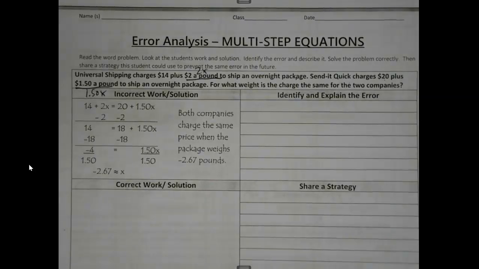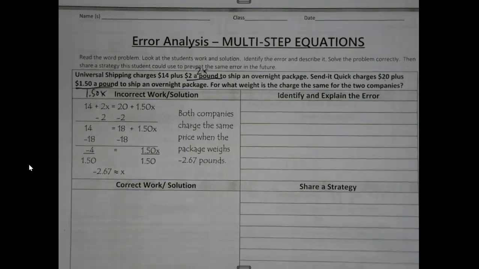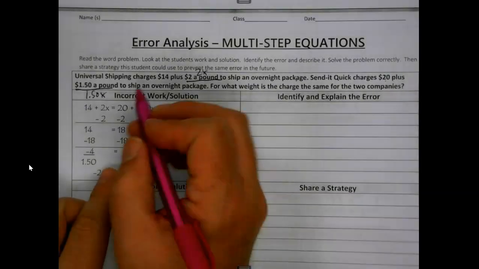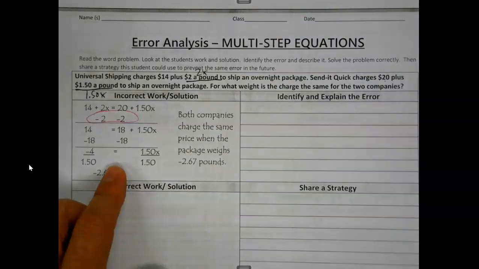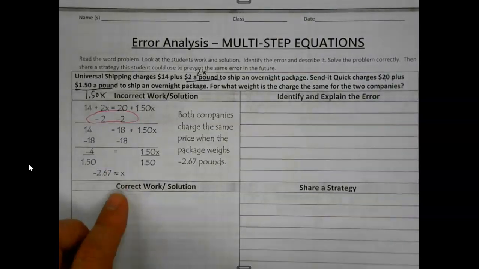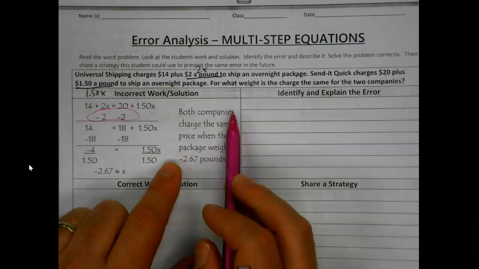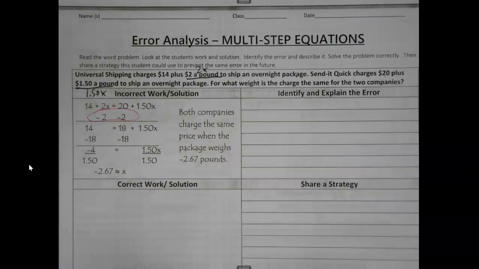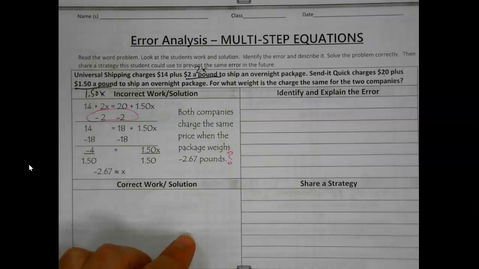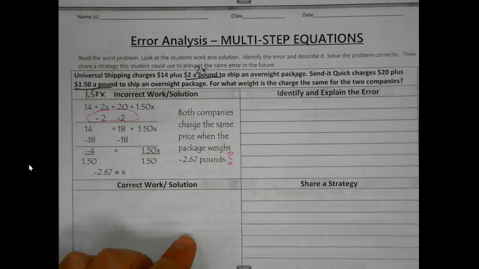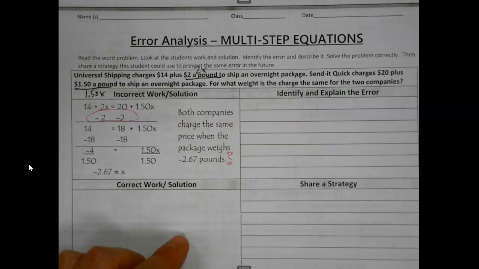Oh, dear. Why does everybody keep making a mistake on the first step? It's like, then they're perfect. But yeah, that first step. That's a problem. Now, let's think about this too. This is kind of funny when you think about it. Both companies charge the same package when the package weighs negative 2.67 pounds. How do you send a negative weight package? Right? That's kind of goofy. So, okay, we see the problem.